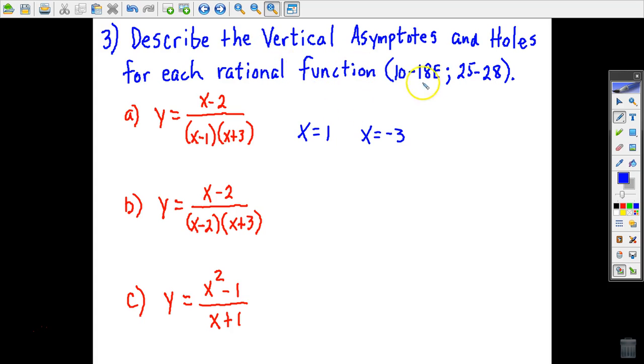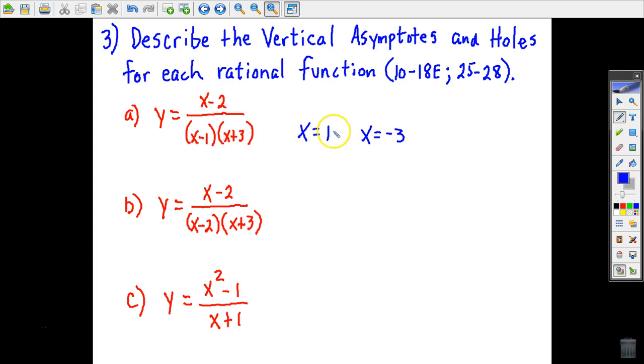But now, in these problems, we're going to go another step. We're actually going to give them a description. So these numbers that make the denominator 0 will either be vertical asymptotes or they will be holes. Now they can't be both. They have to be one or the other. And here's how you know.